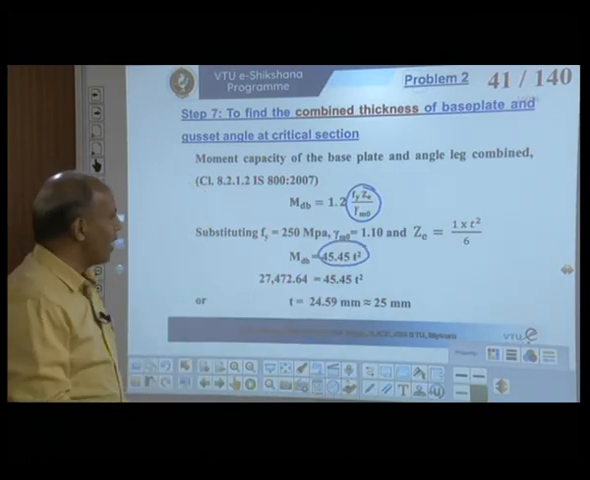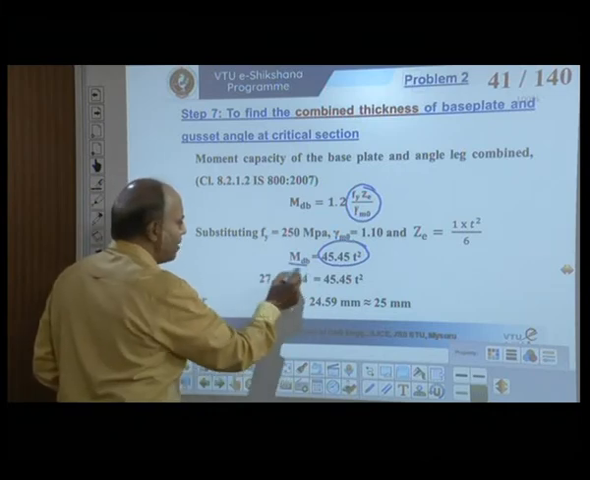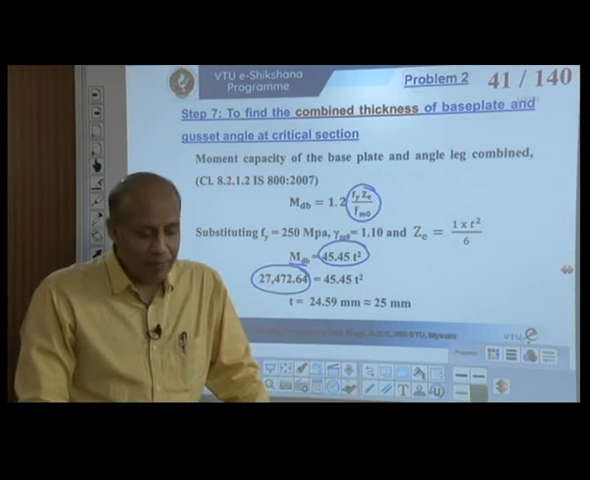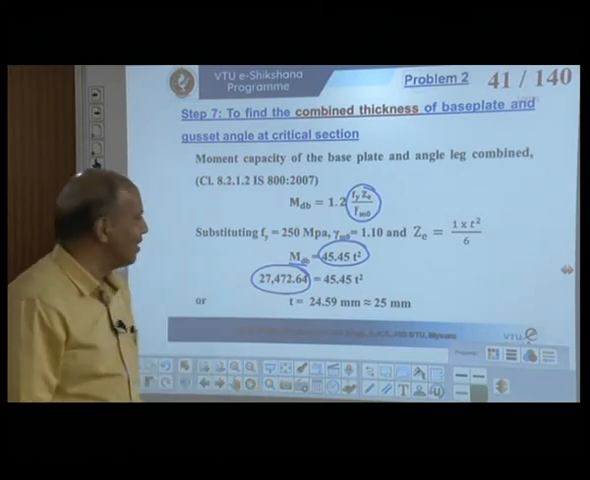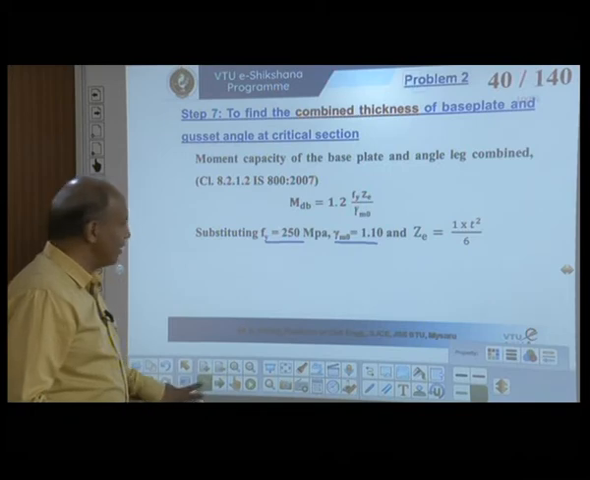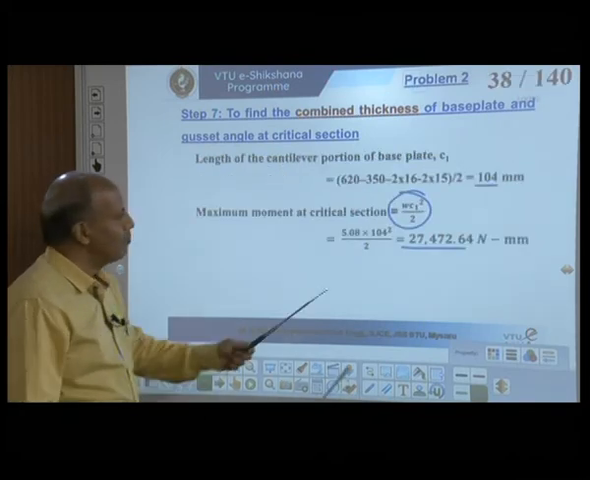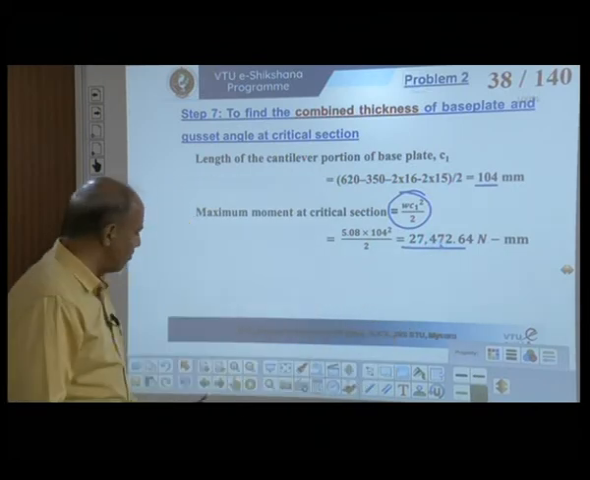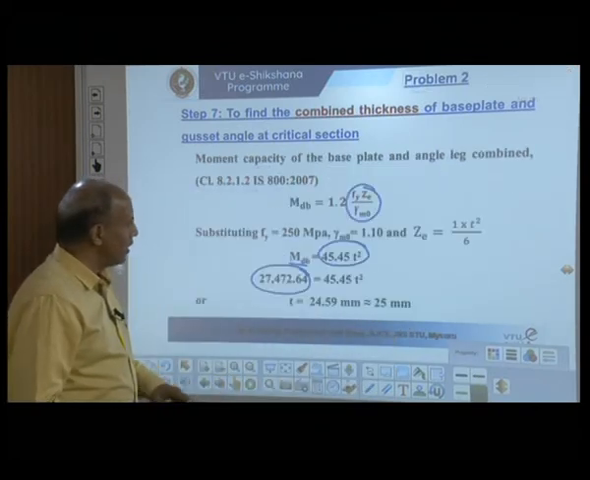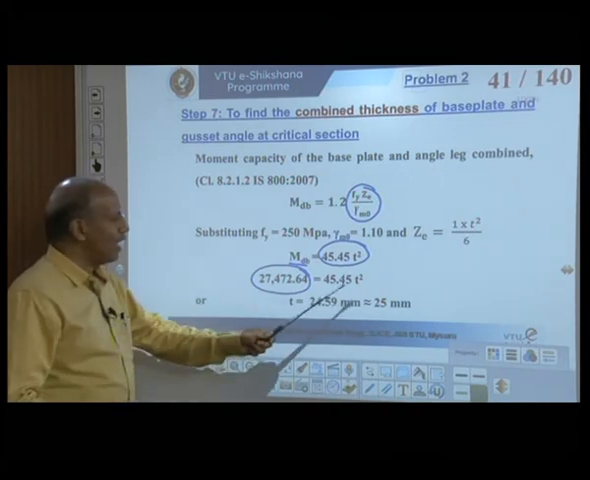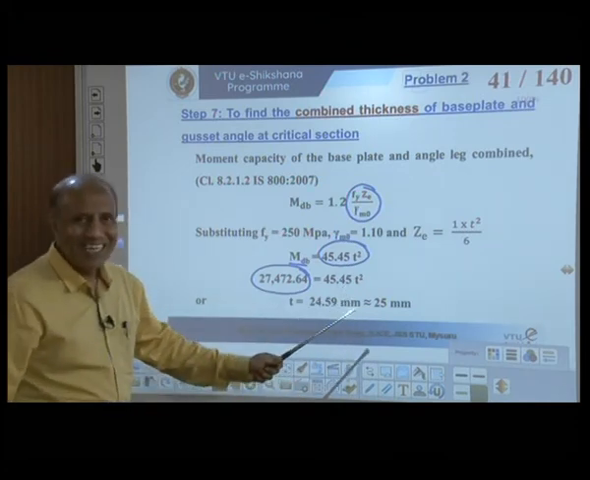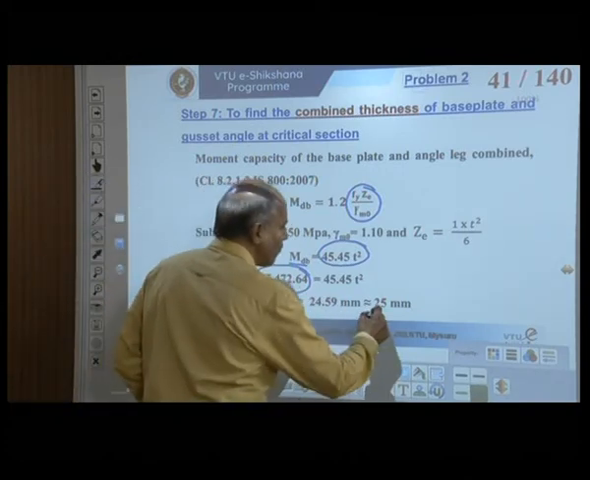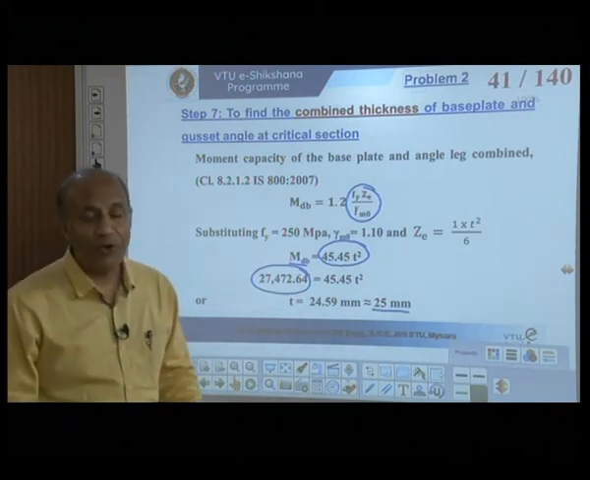45.45 T square. Now we substitute this Md with the value of bending moment that we arrived at in the previous discussion at the critical section, which we calculated as 27,472.64. We put this number here, and if you look at this equation, the only unknown is T. Calculating it, it is 24.59 and I have just rounded it off to 25 millimeters.